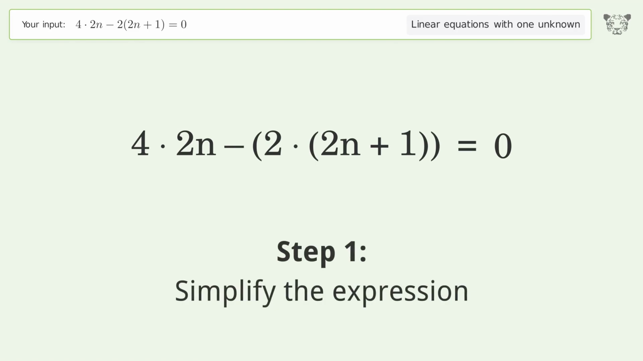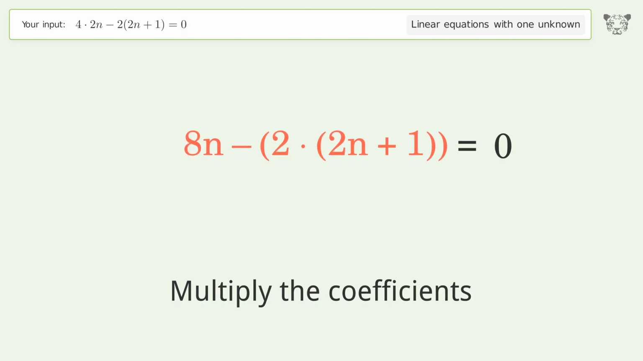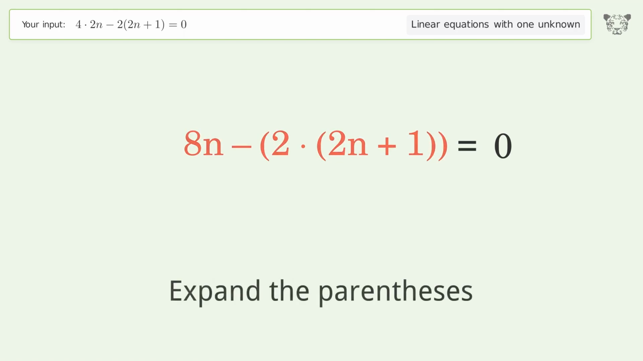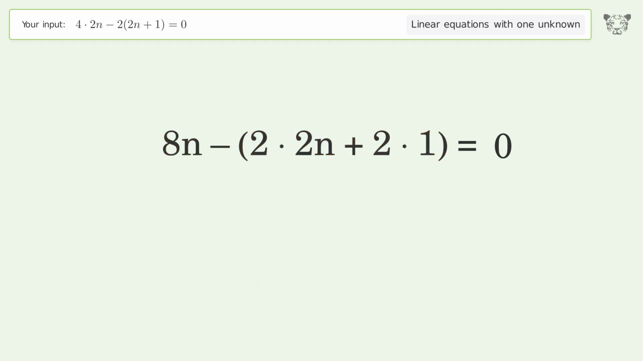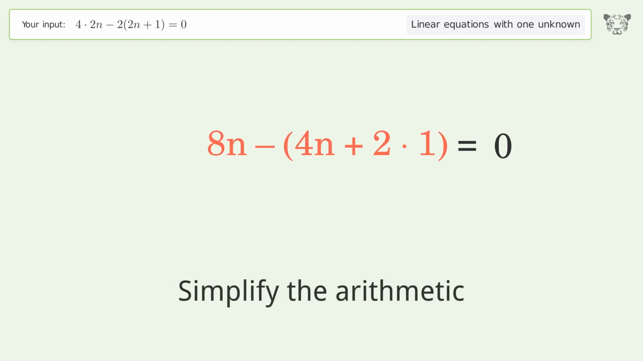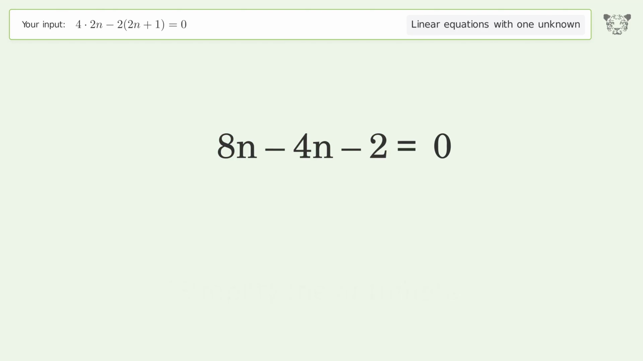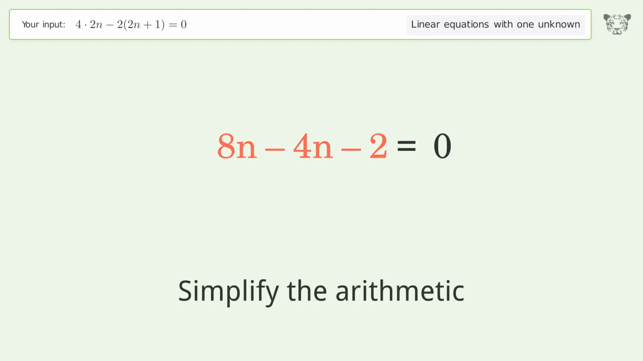Simplify the expression. Multiply the coefficients. Expand the parentheses. Multiply the coefficients. Simplify the arithmetic. Expand the parentheses. Simplify the arithmetic.